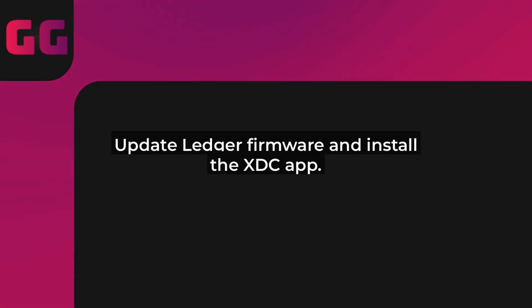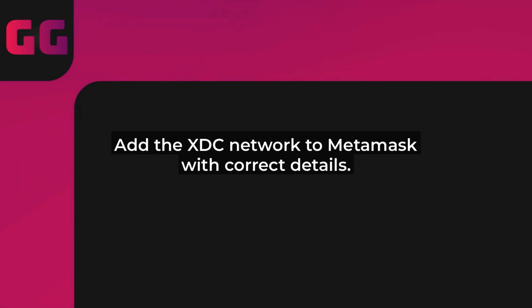Let's get started. First things first, make sure you have both your Ledger Nano X and MetaMask set up. Update your Ledger device to the latest firmware and install the XDC app if you haven't already. This is crucial for compatibility in 2025, as blockchain networks evolve quickly.